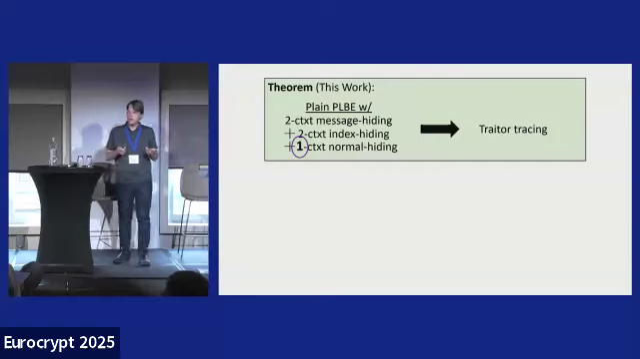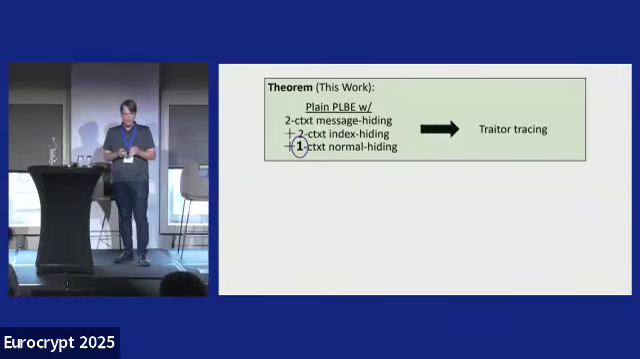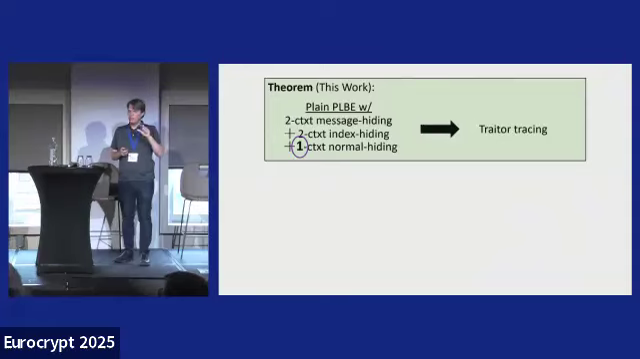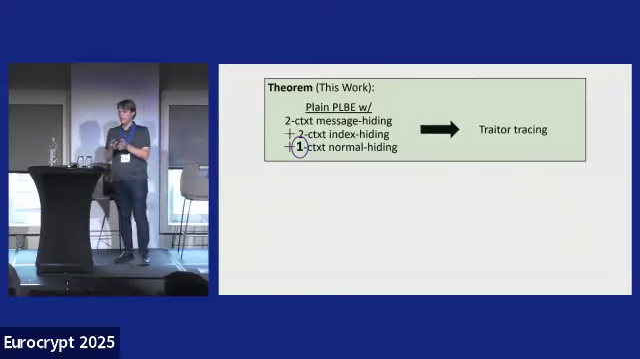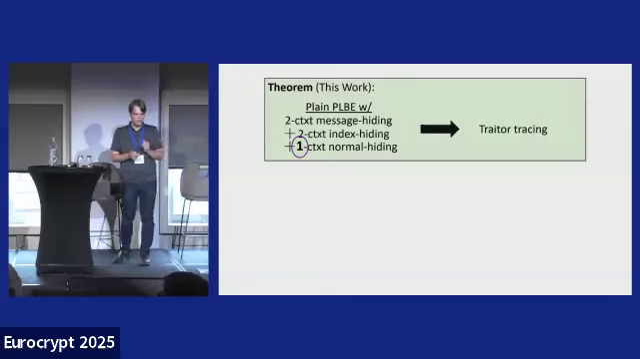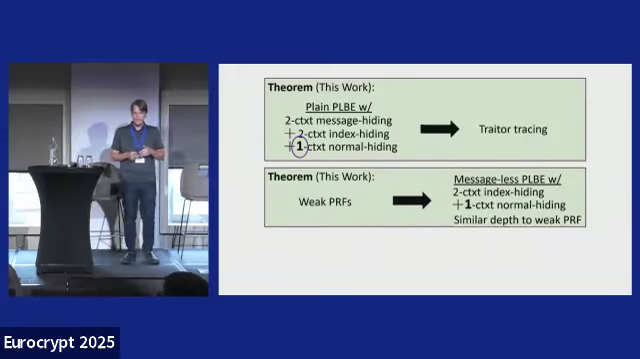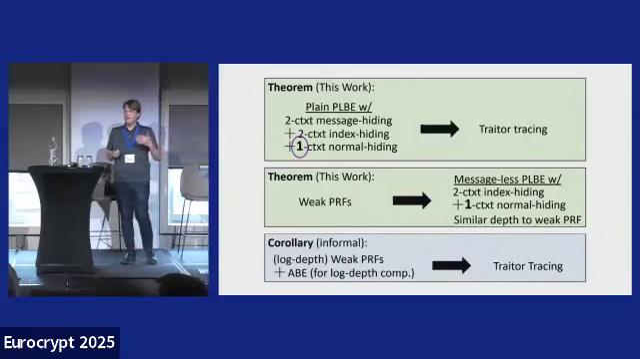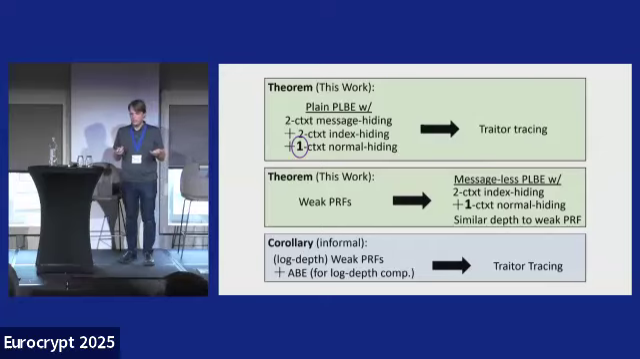So the first theorem in this work is that we show how to actually relax the step where we go from PLBE to traitor tracing very slightly. For the security properties, we're still going to ask that message hiding and index hiding are 2 ciphertext secure, but we're going to relax normal hiding to be only 1 ciphertext secure. So remember, normal hiding says that the normal ciphertexts are indistinguishable from the tracing ciphertext. All right, and then the second step is to actually realize this slightly weaker version of messageless PLBE just from standard assumptions, weak PRFs. And as a corollary, if you have log-depth weak PRFs and ABE for, say, log-depth computation, then you can get traitor tracing, and we can instantiate both of these from pairings over elliptic curves.